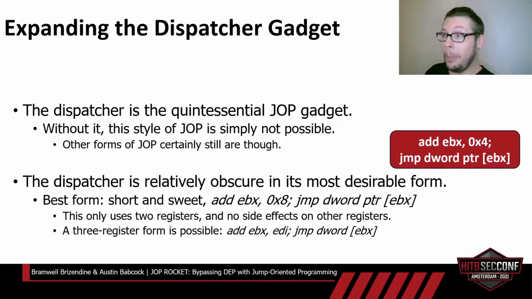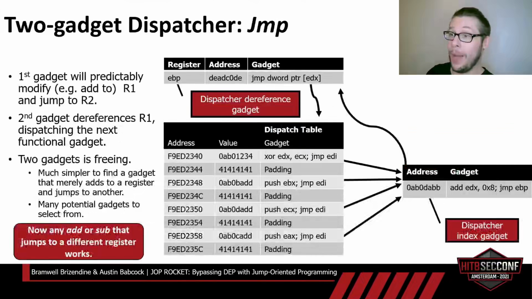So I gave it a little bit of thought, and it just came to me relatively quickly. What I came upon was expanding it to a two-gadget dispatcher. What if we could instead add to a register, make a non-dereference, just a traditional indirect jump to a different register, let's say EBP, and then the next gadget does nothing but make a dereference jump to the first register? And it turns out it actually works.